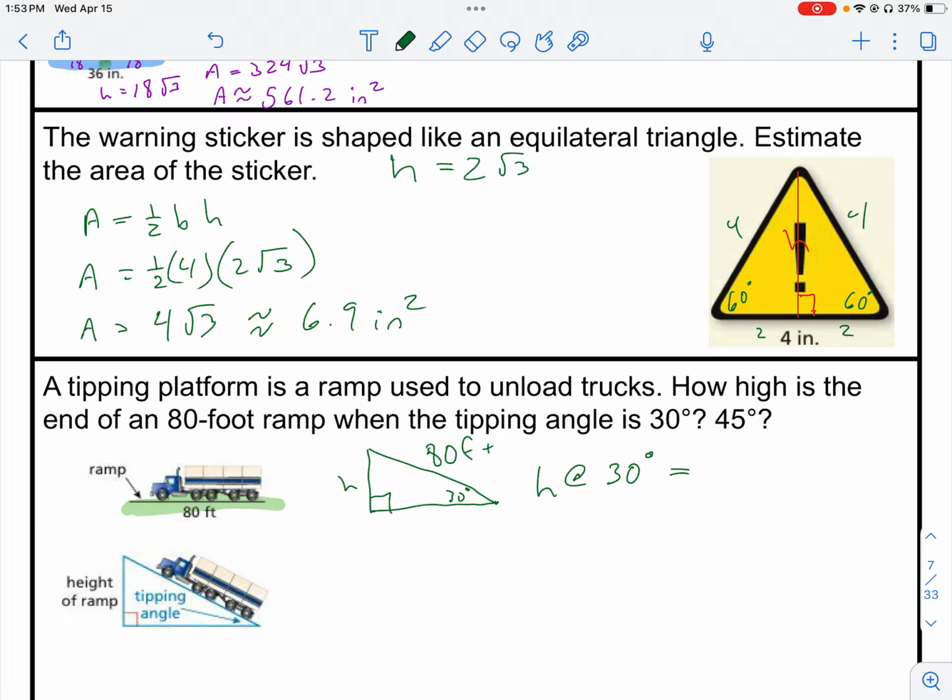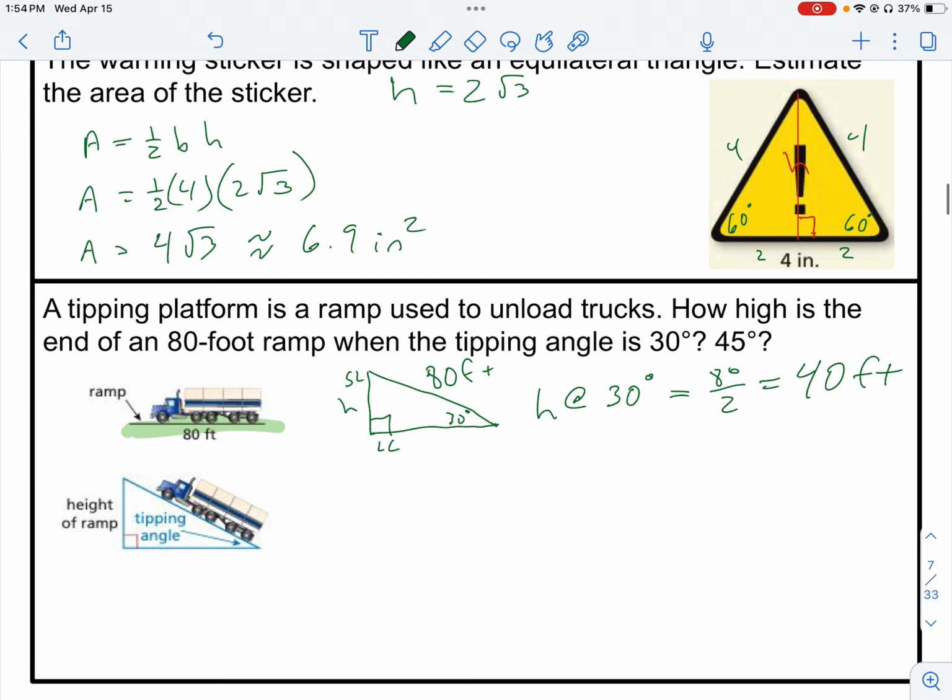And we know the hypotenuse. And our hypotenuse rule in a 30, 60, 90 is that it is 2 times the short leg, which will be our height. So if I multiply by 2 to get the hypotenuse from the short leg, I got to divide by 2 to get the short leg from the hypotenuse. So it's going to be 40 feet in the air. But this is actually asking me 2 questions.